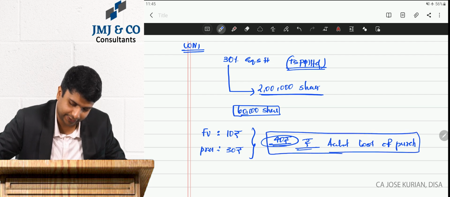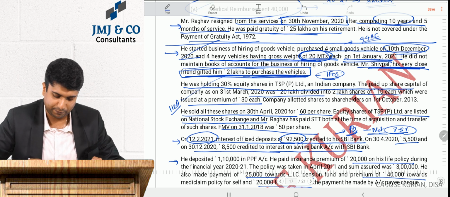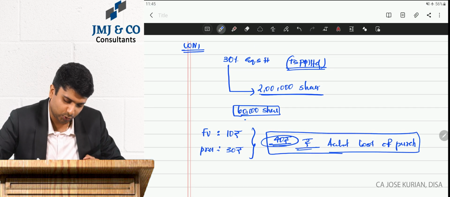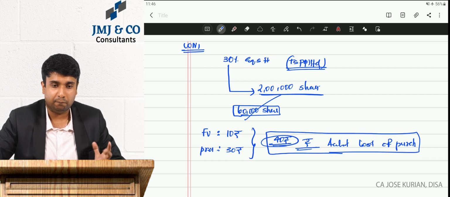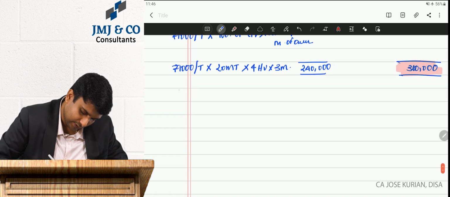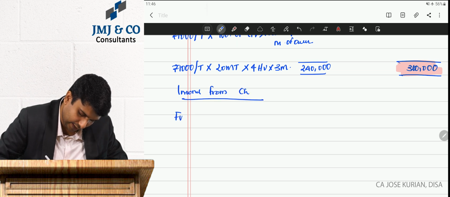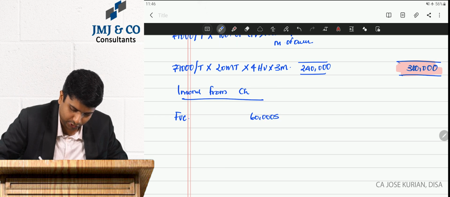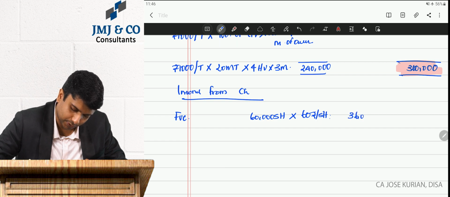Alright, that is the first thing that you have to be very careful about. Now, there are a few other pointers in that paragraph. It says he sold all the shares on 30th April 2020 for 60 per share. Now it's pretty much clear. He sold the 60,000 shares for 60 rupees per share. Alright, so let's compute the full value consideration first. So I'll go back to the income from capital gains head. The full value consideration would be 60,000 shares into 60 rupees per share. That's what the Act says. So 60,000 into 60 rupees per share, it would be 36,00,000 rupees.